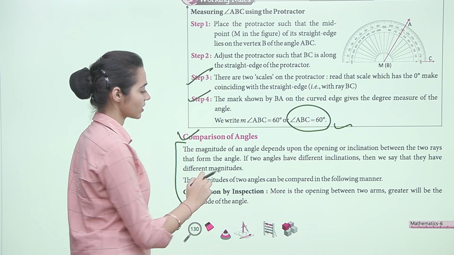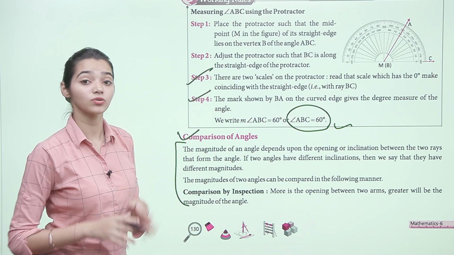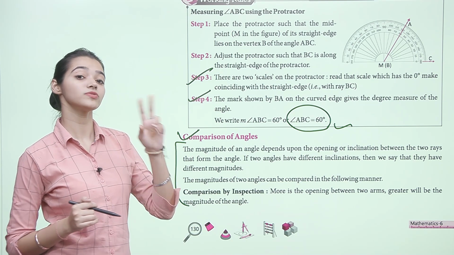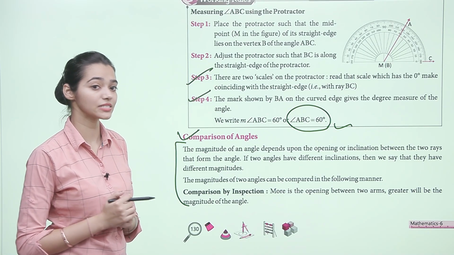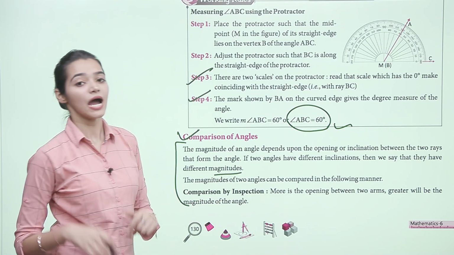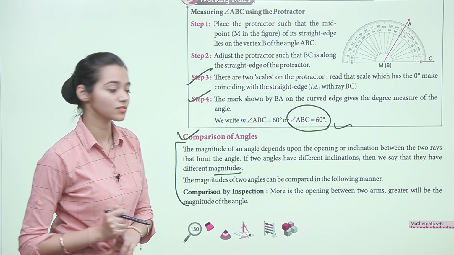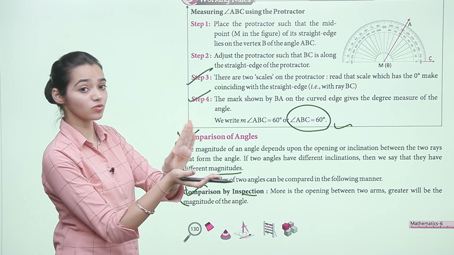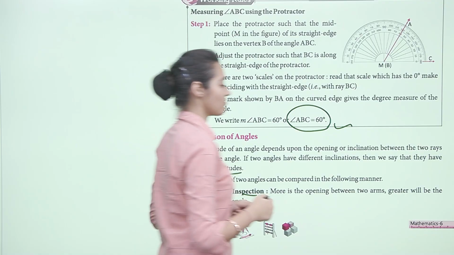Now, comparison of angles. The magnitude of an angle depends upon the opening and inclination between the two rays that form the angle. If two angles have different inclinations, then we can say that they have different magnitudes, and the magnitudes of two angles can be compared in the following manner. First is comparison by inspection. That means the greater the opening between two arms, the greater the magnitude of the angle.